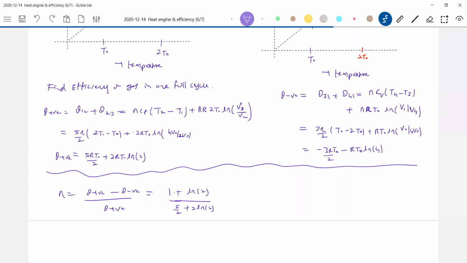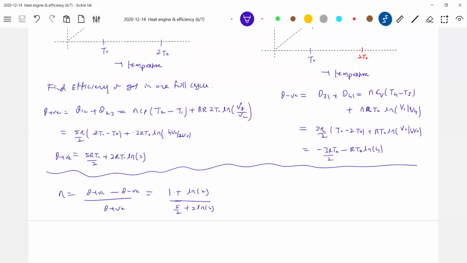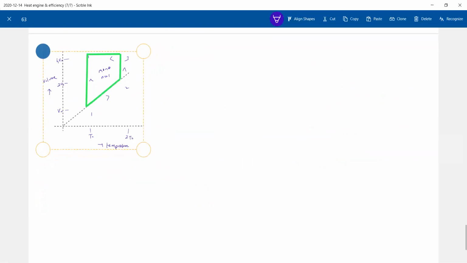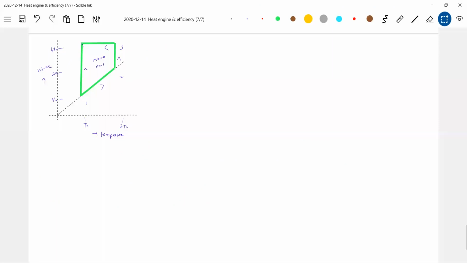This is about efficiency. Now, equivalent graphs. How to plot equivalent graphs? I think we should have the basic graph. So there's the basic graph, which I'll keep here. Now we'll take the equivalent graphs here.